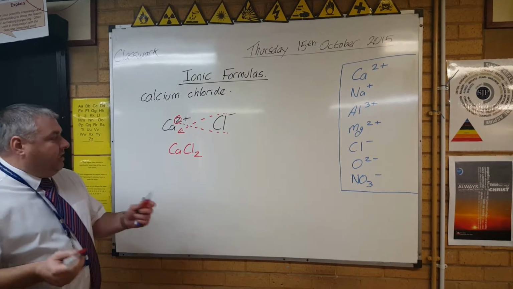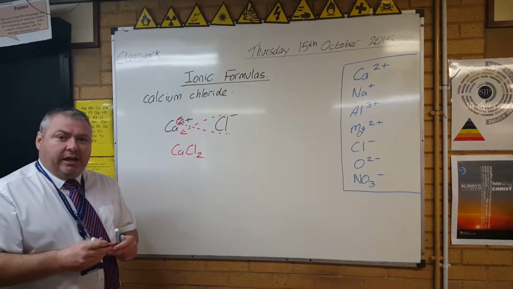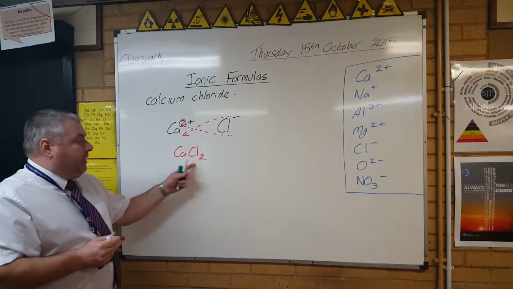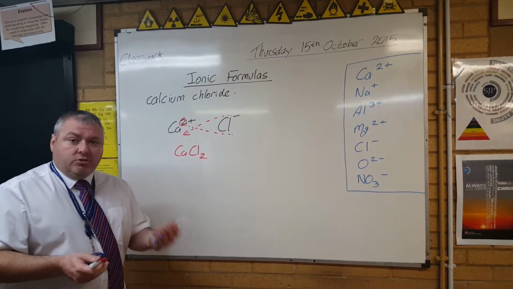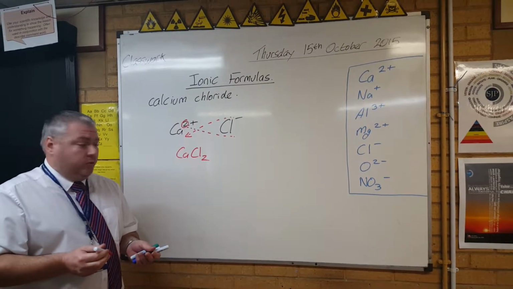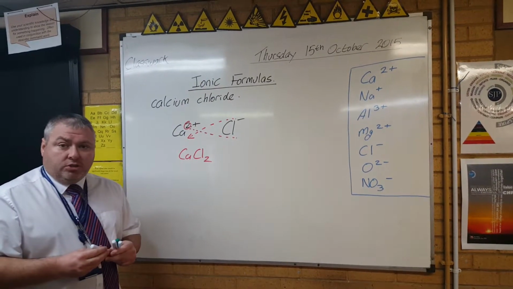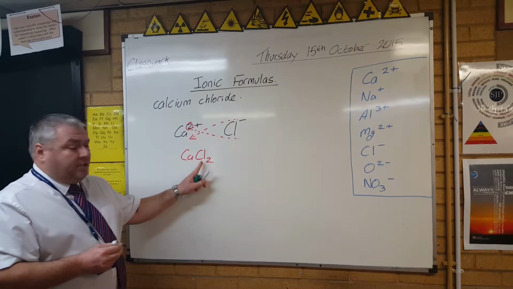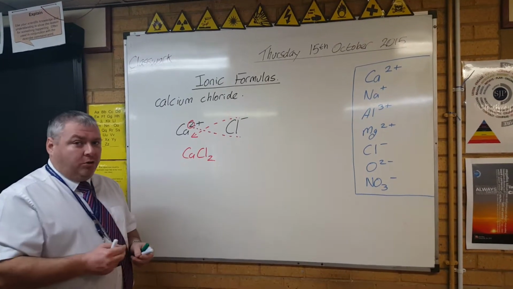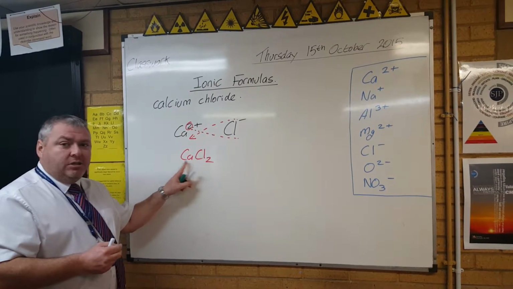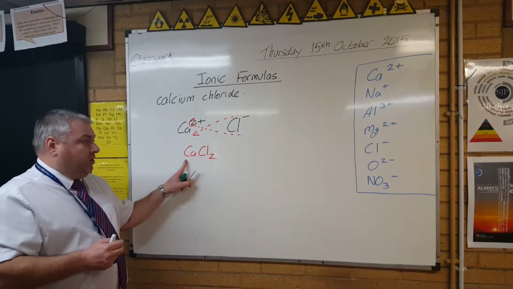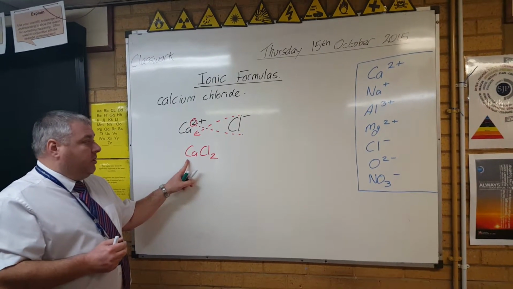Now, the laws of chemistry aren't based on this crossing over rule. The reason why this works is because compounds, just like elements, are electronically neutral. So the calcium has a 2+ charge, the chloride has a 1-, so we need 2 chloride ions to cancel out that 2+ charge on the calcium, okay?